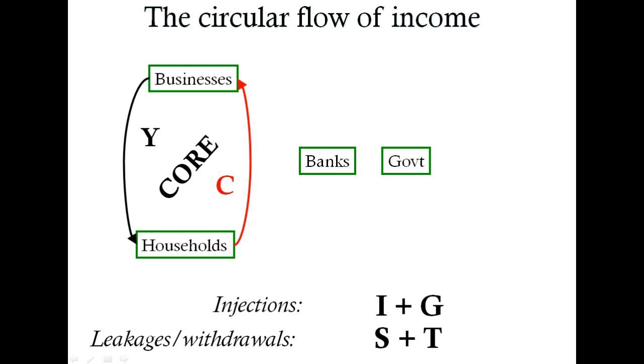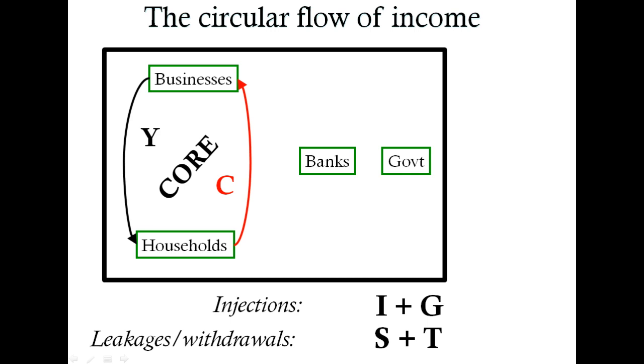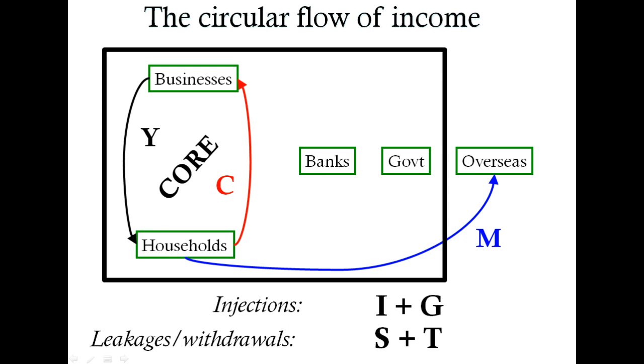And then, lucky last, the households wouldn't just be spending their money on goods and services produced by local businesses. They could also spend some of their money on goods and services produced by overseas businesses. So we have the overseas sector, and households spend some of their income on imported goods. Now that's a leakage from the system as a whole, because that's money that's leaving the core of the economy and is going to some other businesses outside.